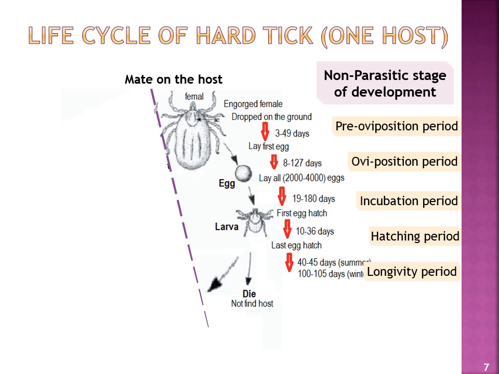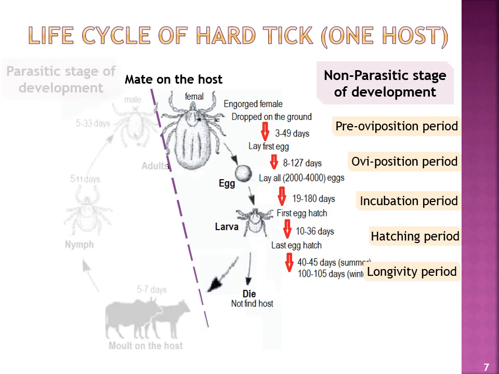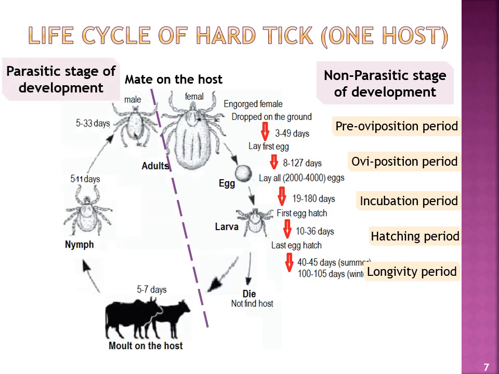But if the larva finds a susceptible host, it will complete the second stage of development, which is the parasitic stage of development on a host. On a host, the life cycle becomes more and more rapid. The larva will start to suck blood and molt to nymph. Then the nymph takes from 5 to 11 days and gives an adult.